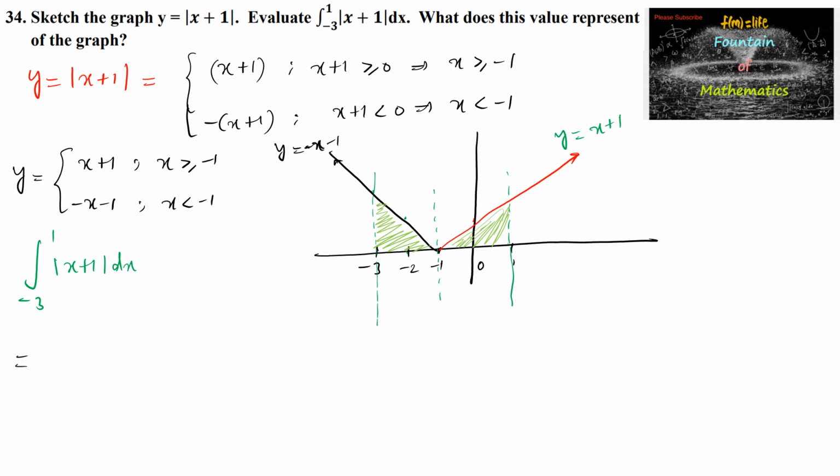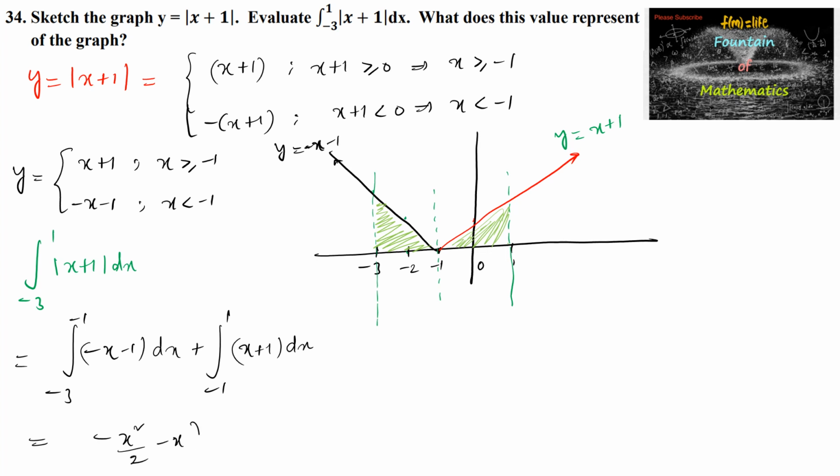So we can write the integral from minus 3 to minus 1 of mod of x plus 1 as minus x minus 1 dx, and again from minus 1 to plus 1, mod of x plus 1 we can take as x plus 1. So below minus 1 it is the minus x minus 1 function, and above minus 1 it is the x plus 1 function. So upon simplifying, we can write negative x square by 2 minus x over the limits minus 3 to minus 1, and here x square by 2 plus x over the limits minus 1 to plus 1.